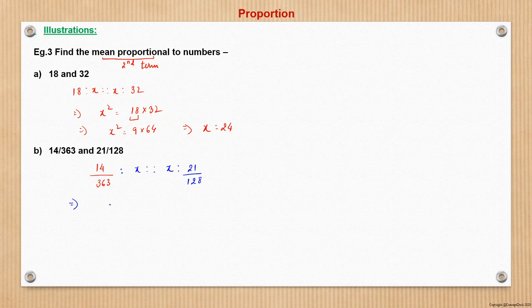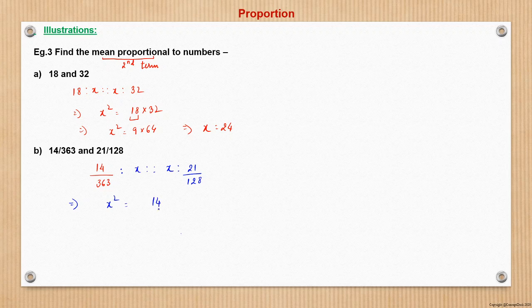So product of extremes will be same as the product of means. X square is equal to 14 upon 363 into 21 upon 128. So this we can solve like, since we need not solve this, we have to just find the square.